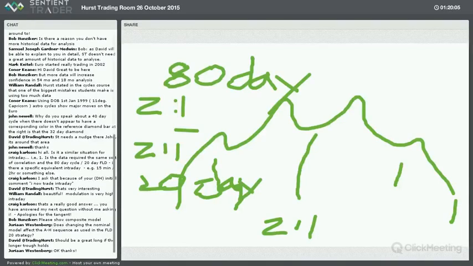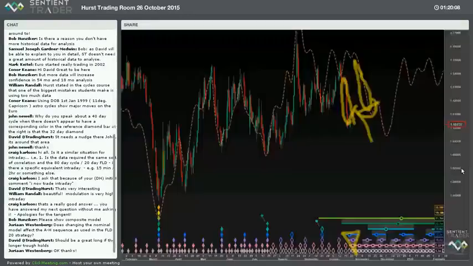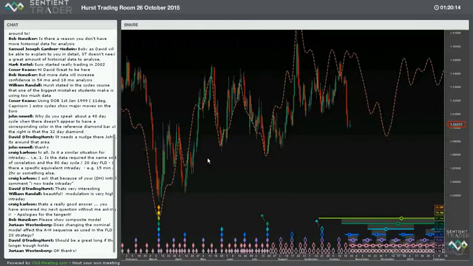And David says, great long if the longer trough holds. Yes, indeed. So it's time for me to start wrapping up here. So let's speak about trading the euro to US dollar now.